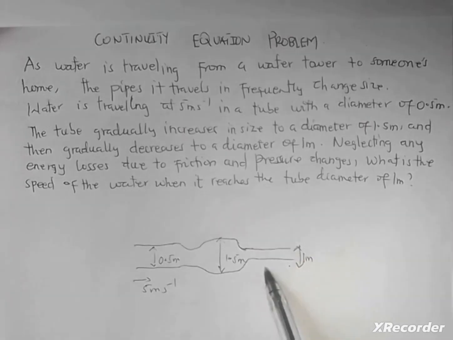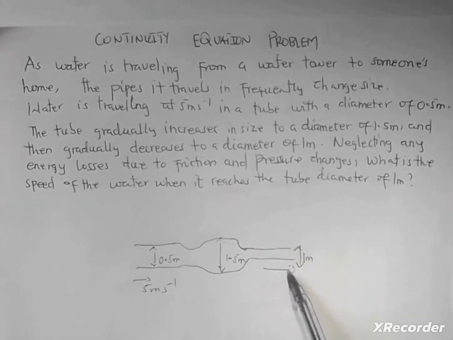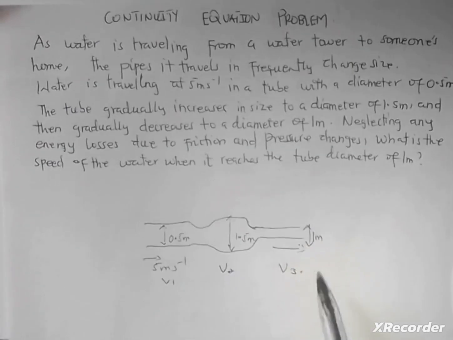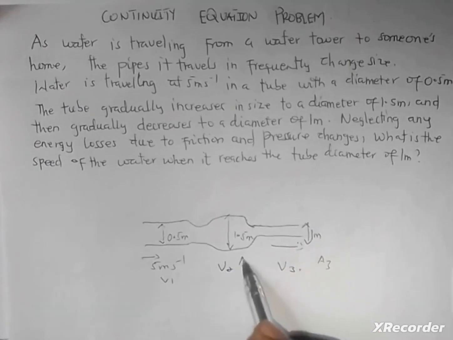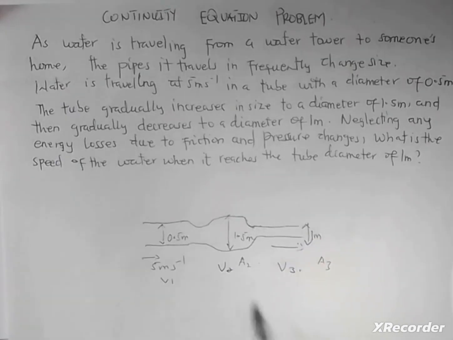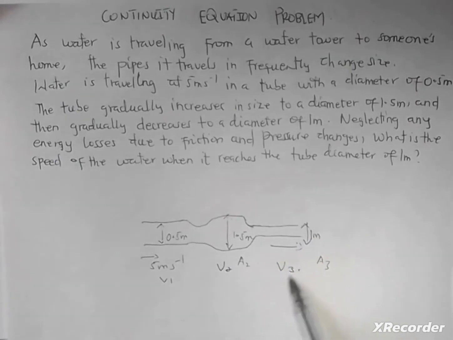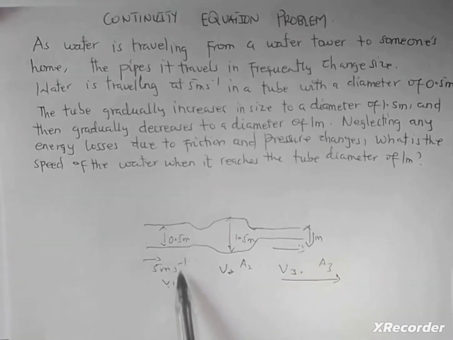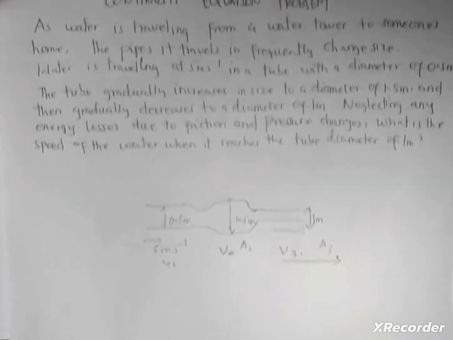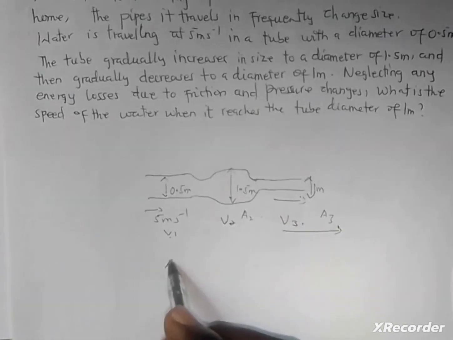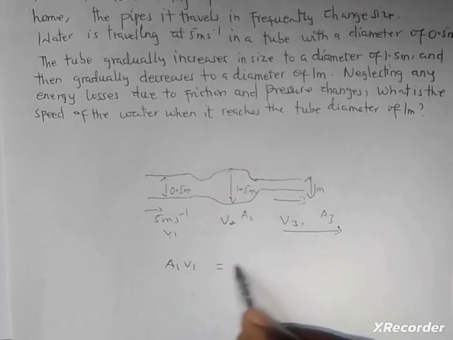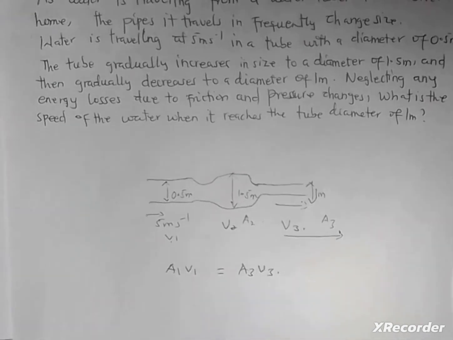So here we are interested in this portion, where we want to find the speed. Let's say this is diameter 1, speed 1, speed 2, then speed 3. We are interested in speed 3. We already have area 3 there, and this is our area 2. So we can take any two. This is what we want, and we take this as 1, because both parameters are available. So now from the continuity equation, you know that A1 V1 should equal A3 V3.